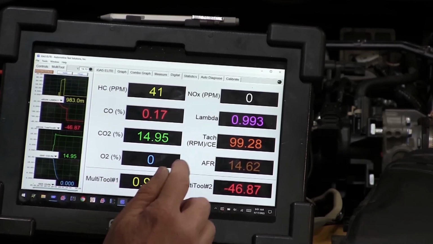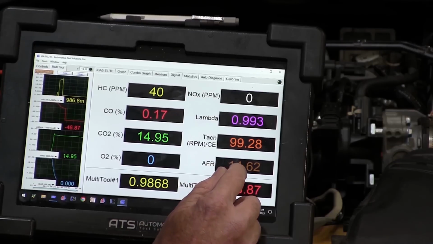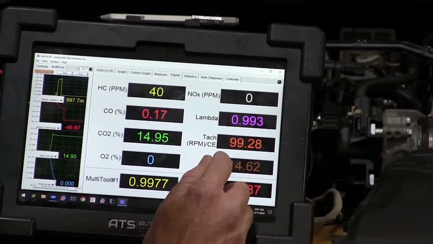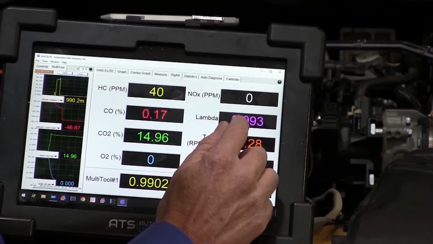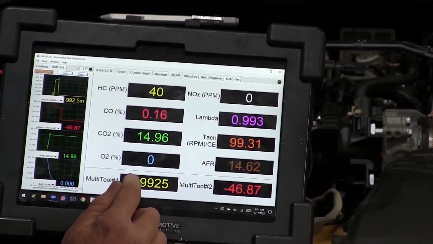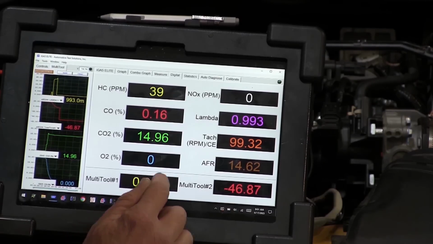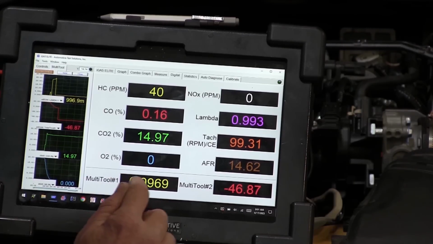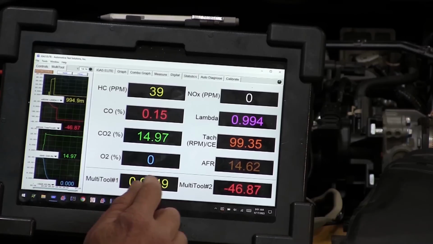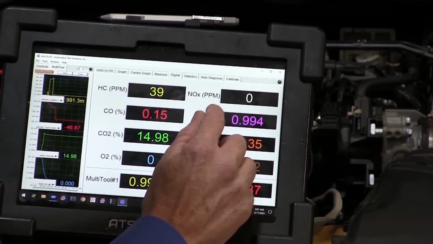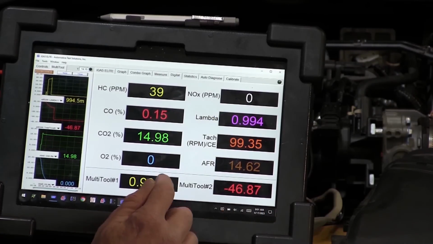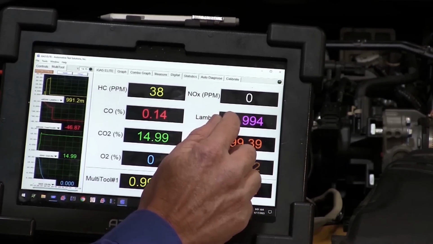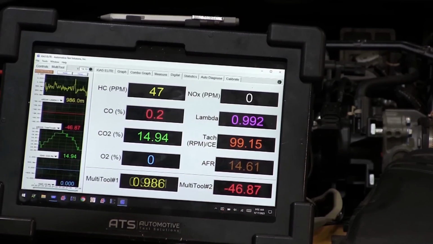I'm in fuel control. I have 14.62 air-fuel ratio and a lambda of 0.993. And I've got a lambda of 0.999 right here. This is what the LAF sensor is saying. This is what the gas analyzer is saying. These are the two that are the most important, because now guys, this is what we really need to do. We need to be able to see this kind of data.